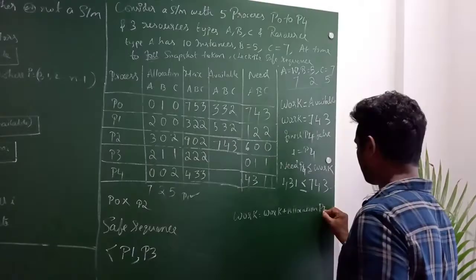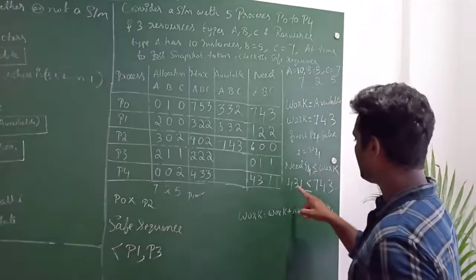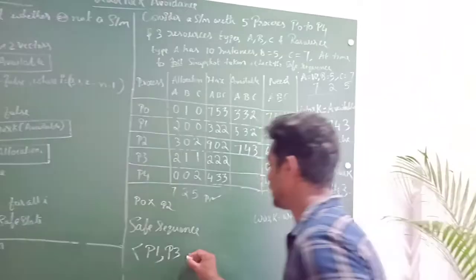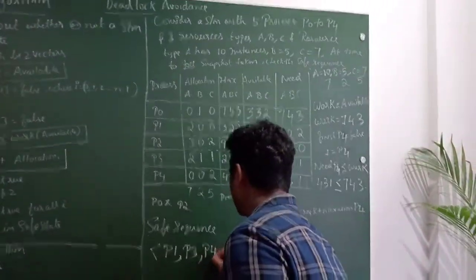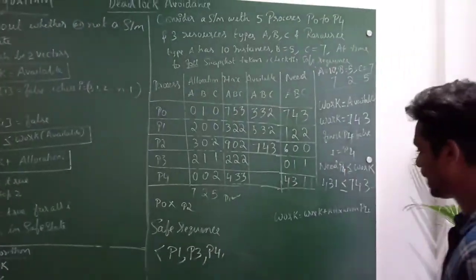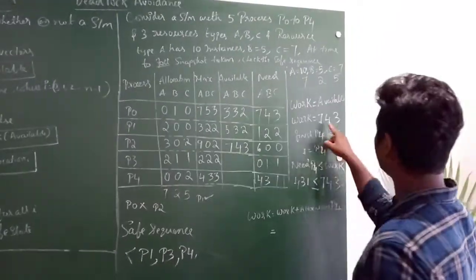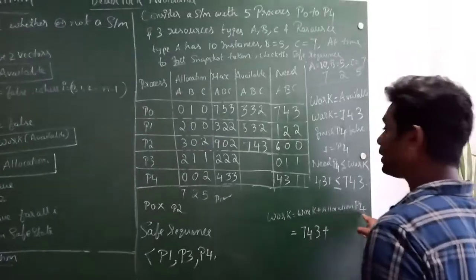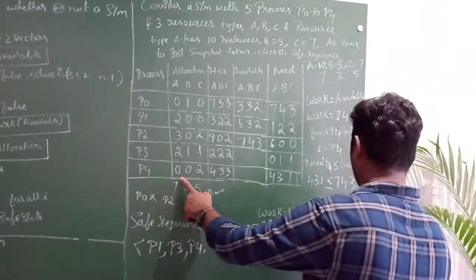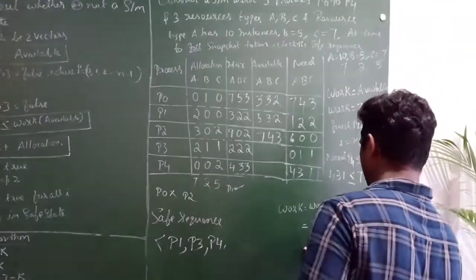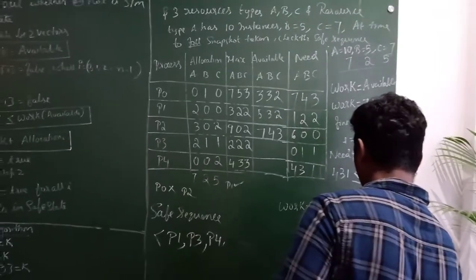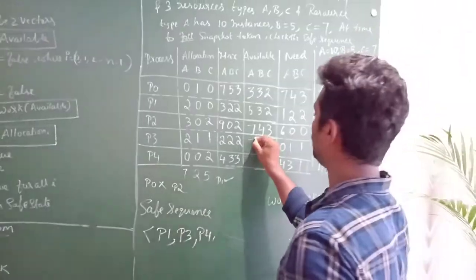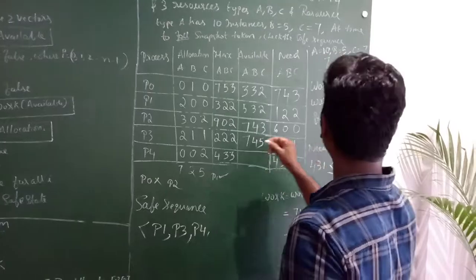Then work is equal to work plus allocation of which one? P4. Means the next process that can execute is which one here? Your P4 process can execute. What was your work? 7, 4, 3 plus allocation of P4. You can just check it out. How much is it? 0, 0, 2. So the new work will become 7, 4, 5.